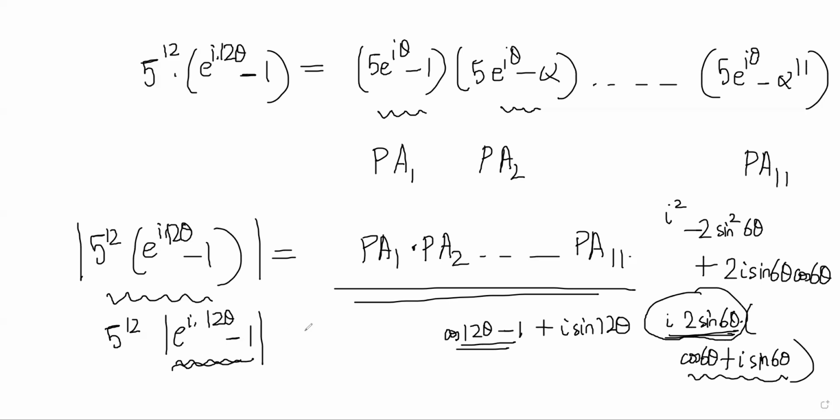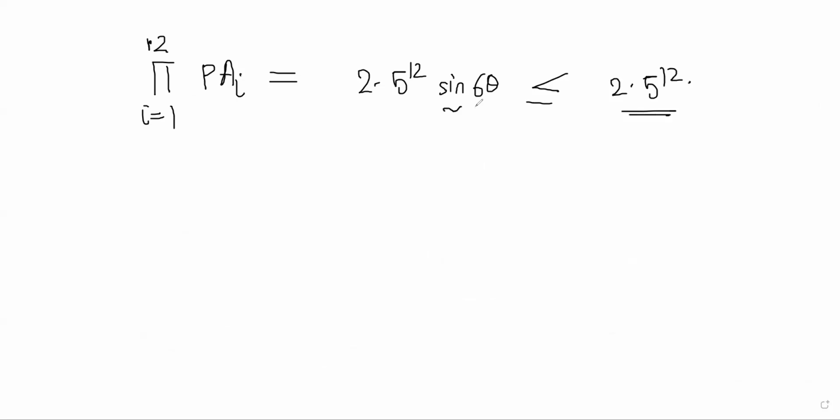So what we get here is 5 power 12 into 2 sine 6 theta, which is basically equal to the product of these lengths, right? So finally we can say that the product of these lengths, product i goes from 1 to 12, PAi is equal to 2 into 5 power 12 sine 6 theta. So it is less than or equal to 2 into 5 power 12 because sine 6 theta can take a maximum value of 1. And that becomes our answer here. That is the maximum value of this product.